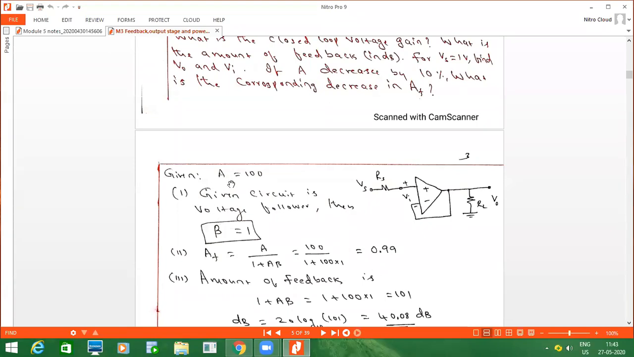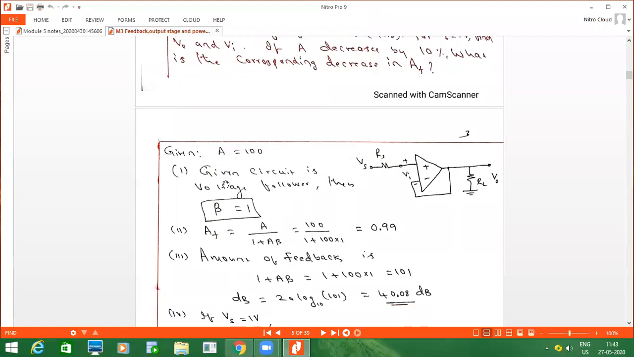and then I have to match the theoretical value with the practical value. Okay, so given is A equal to 100. Given circuit is a voltage follower, then beta will be equal to 1. So AF will be equal to A divided by 1 plus A beta. Beta is known, we are assuming beta is equal to 1, and A will be equal to 100, which is provided. So AF will be equal to 100 divided by 1 plus 100 into 1, that is 100 divided by 101. So it will be equal to 0.99. So 0.99 is obviously approximately equal to 1, right? So we can compare this. So the value we get will be correct.